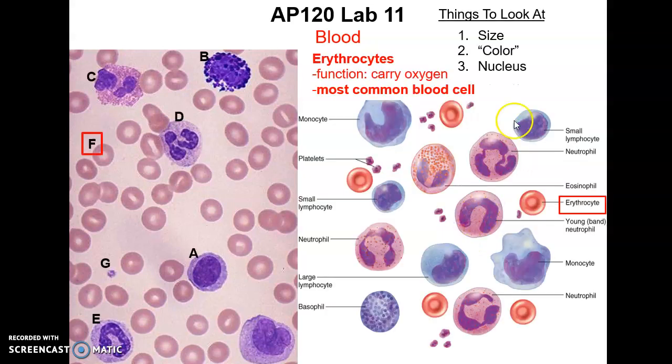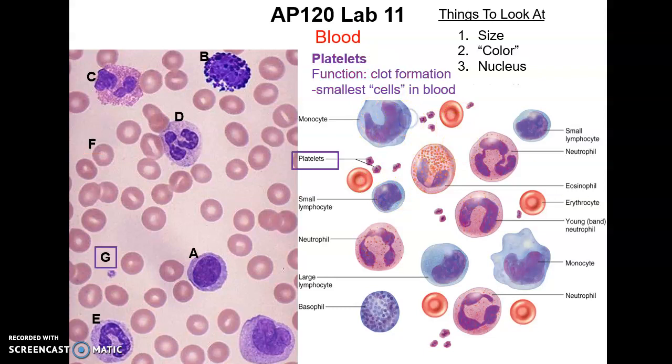So, again, erythrocytes. Erythrocytes are the little blobs that are reddish with little clear spots a lot of times. Those are red blood cells. They carry oxygen. They are the most common blood cell. Platelets, teeny tiny little fragments. They're important in helping in forming clots. They are the smallest cells in the blood, so they're teeny tiny.